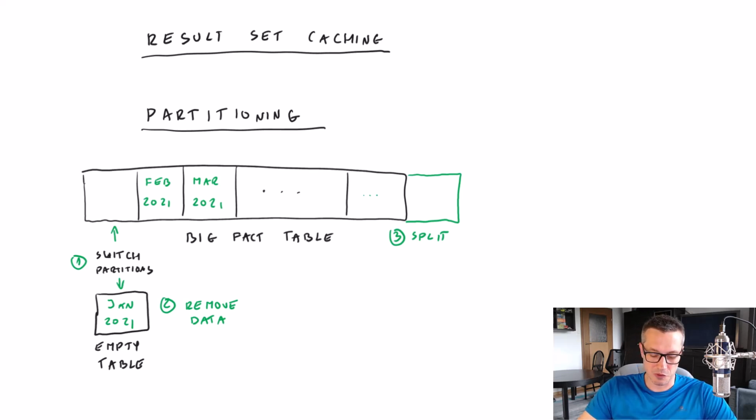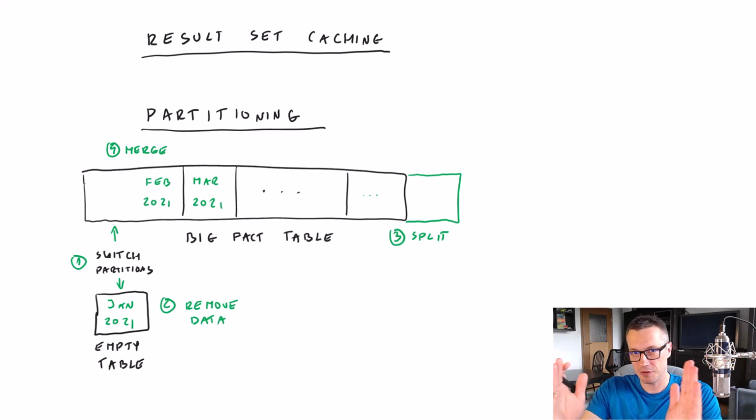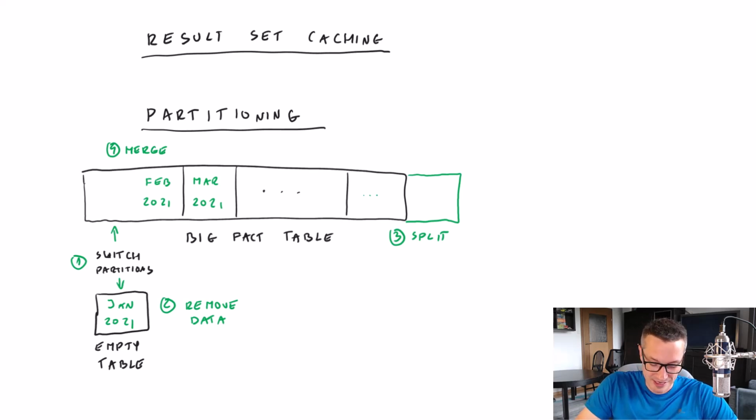And finally, this place is empty and we don't need it anymore. So let's remove this. So as a last step, we would merge those two partitions together, which simply means that we would effectively remove this boundary. So it would become a single partition, and we would repeat the process every month. So our window would just slide over time. That's why it is called a sliding window scenario.